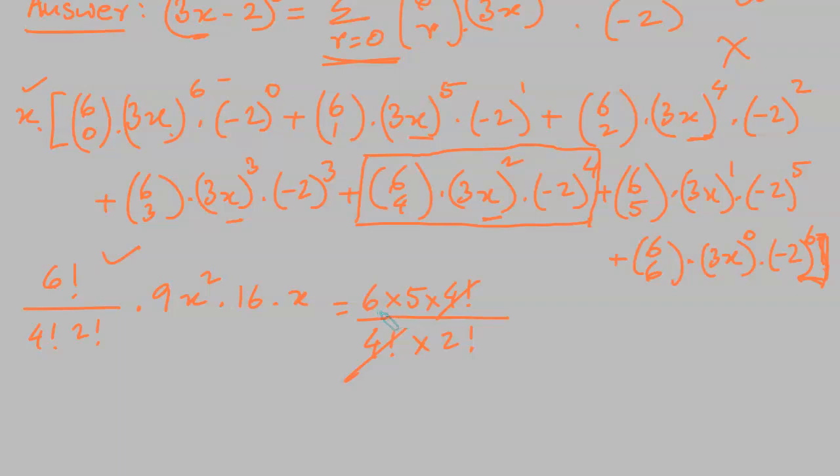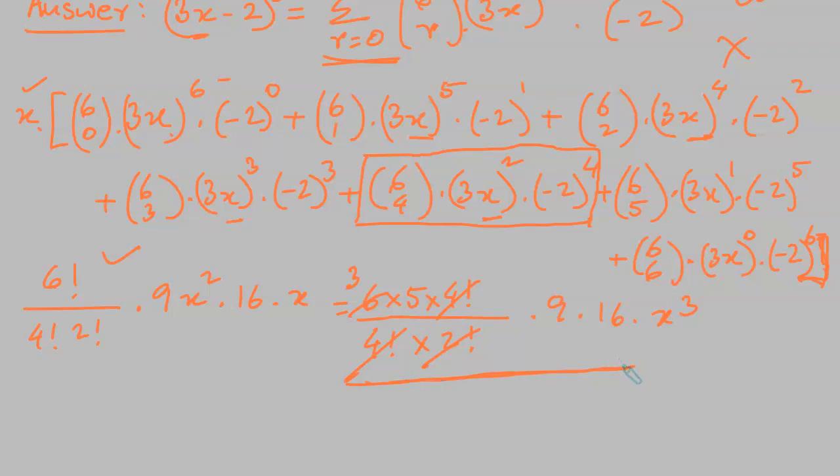so 4 factorial and 4 factorial will be getting cancelled, and 2 factorial is equal to 2, so I can cancel this. This will be 3, and 3 times 5 is 15, and that will be 3 square is 9, sorry. That will be 9, and then negative 2 to the power of 4 is equal to 16. So it is 16, and finally x to the power of 3. So this part will be the coefficient of x to the power of 3.